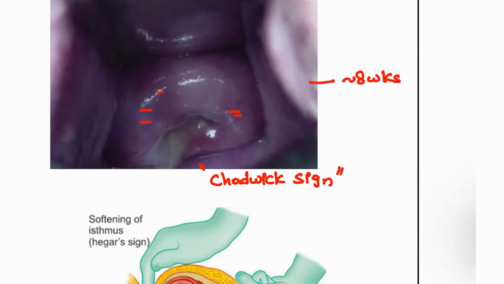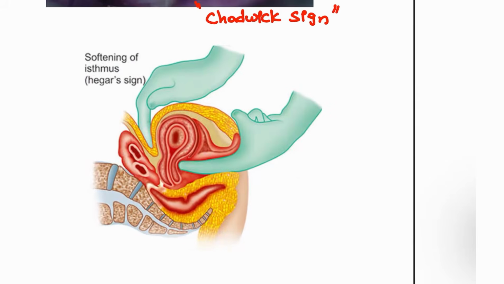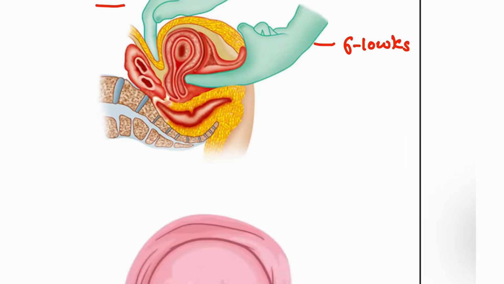Next, here you can see another sign. This one is Hegar's sign. What is meant by Hegar's sign? It is softening of the isthmus, and Hegar's sign is seen around 6 to 10 weeks. Okay, this image-based question is also asked in the examination.